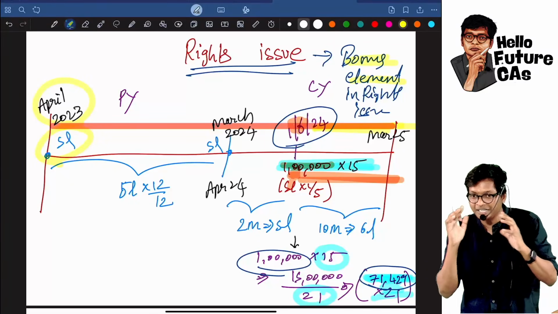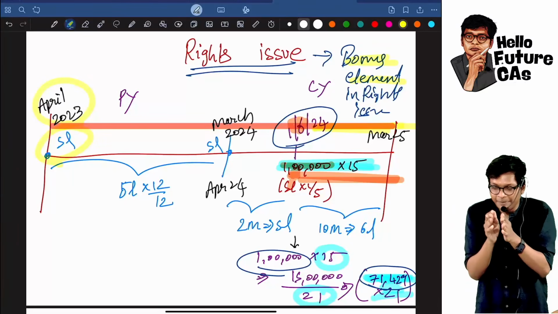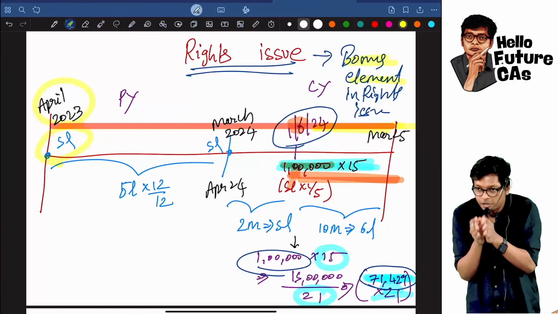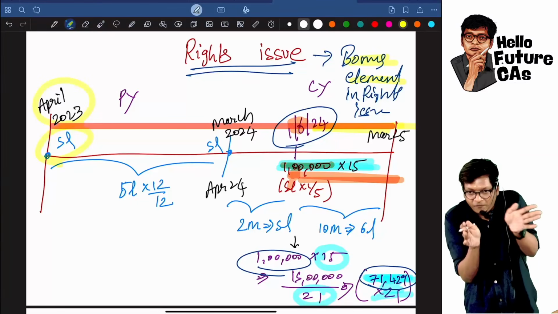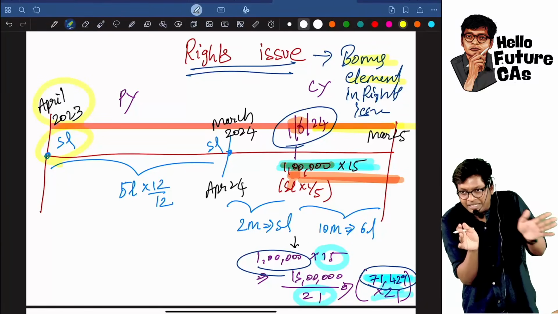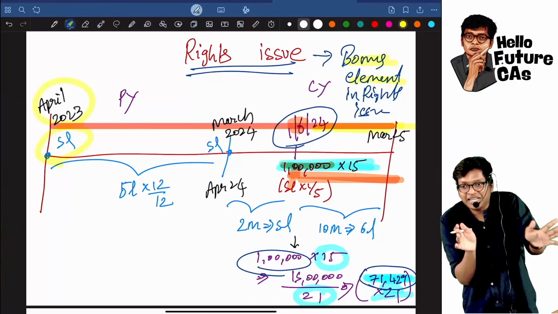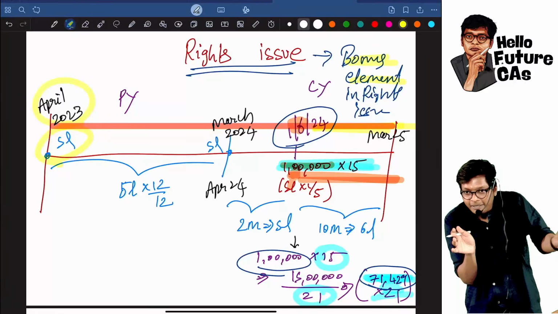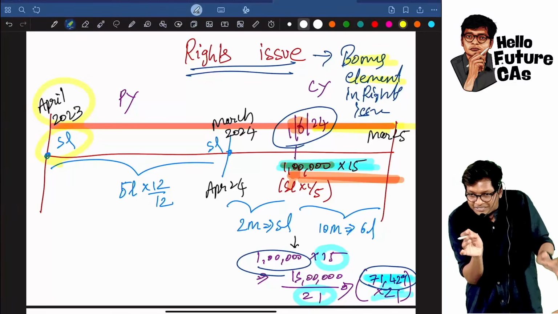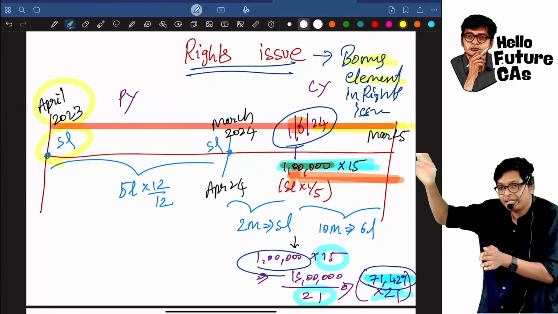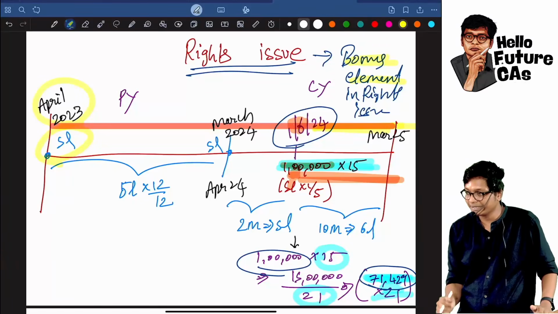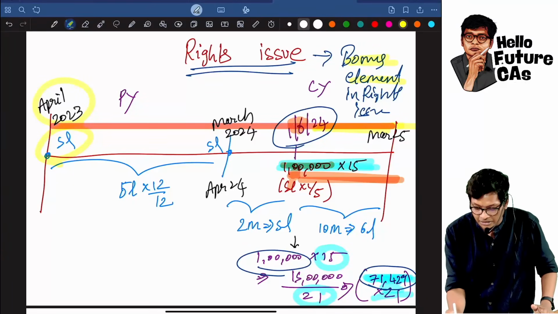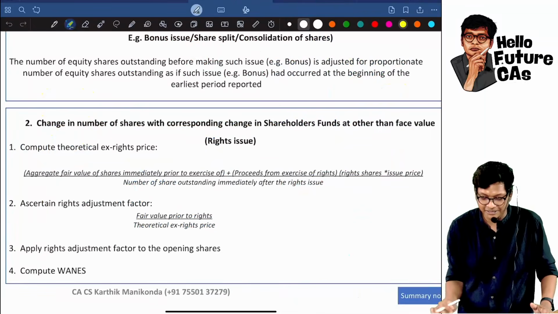I have not even gone in depth. But that means if this is the point of rights, after the rights issue, I have shares issued at full value and I have bonus, correct? The minute bonus comes, that bonus alone I have to adjust for the beginning period. Are you getting it, guys? For the beginning period, how to do that? That logic, mathematically, is these 4 steps.